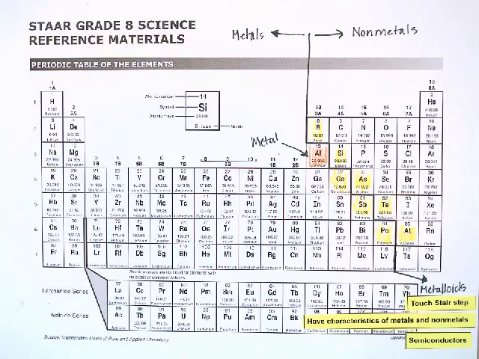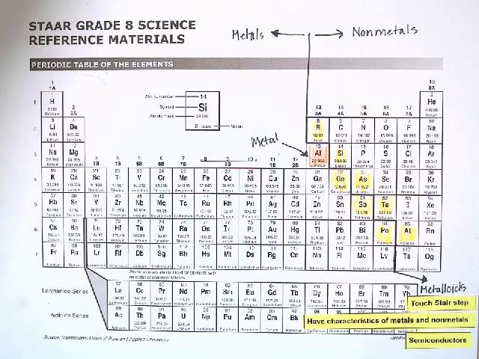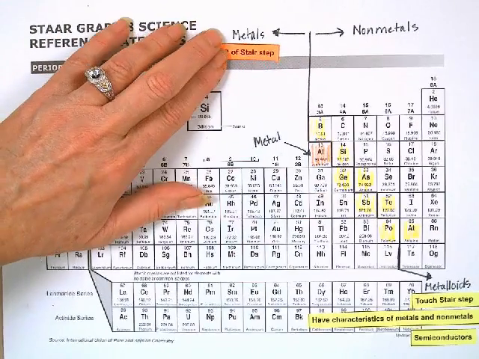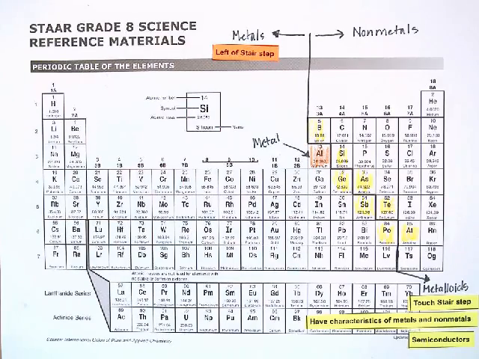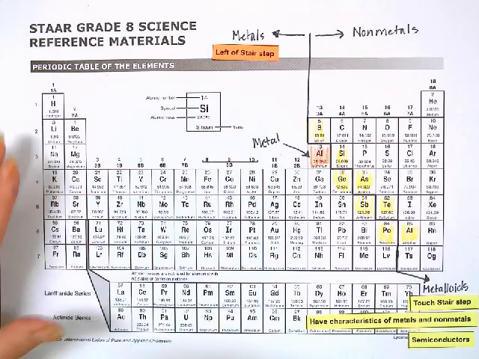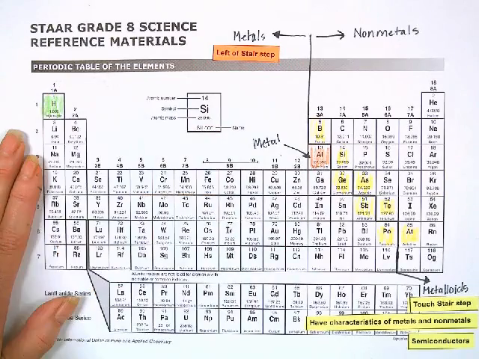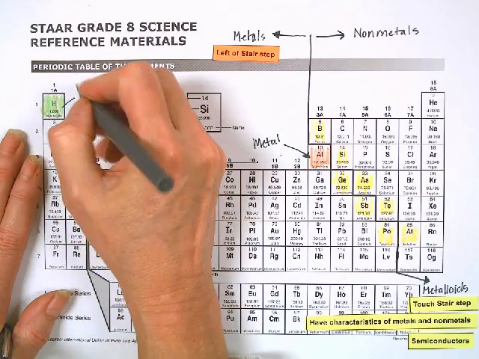Let's talk about now our metals. If you look to the left of the stair step where my metals are, the majority of elements over here are metals. There is one exception here on this side as well. On the metal side, there is a nonmetal, and our nonmetal here is hydrogen. So we need to make sure that we understand that that's the one exception.